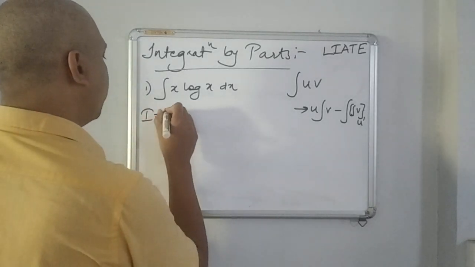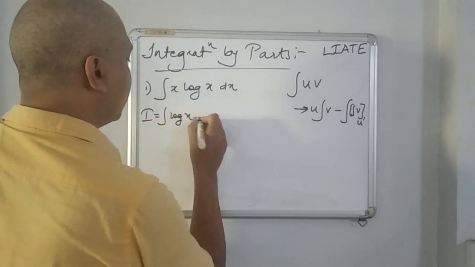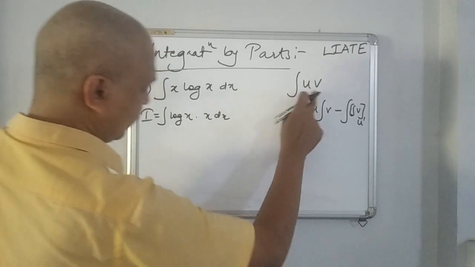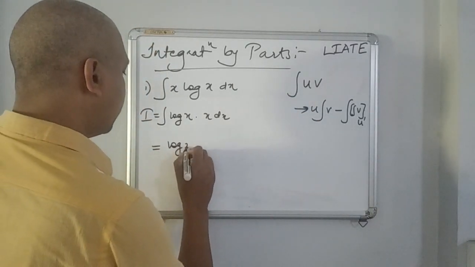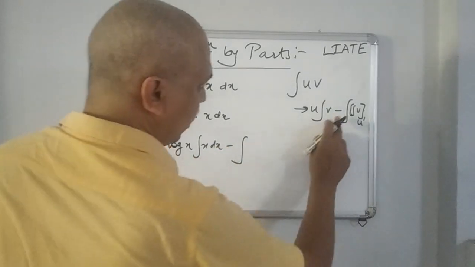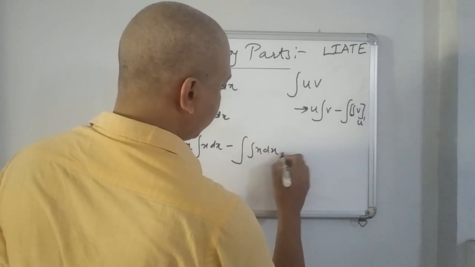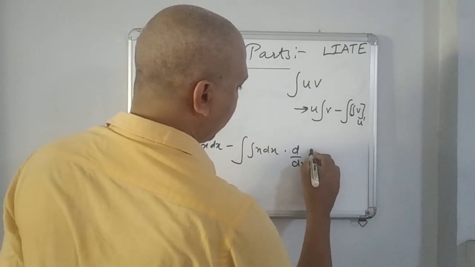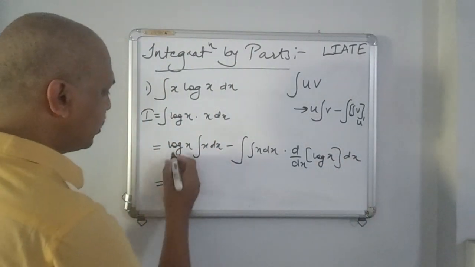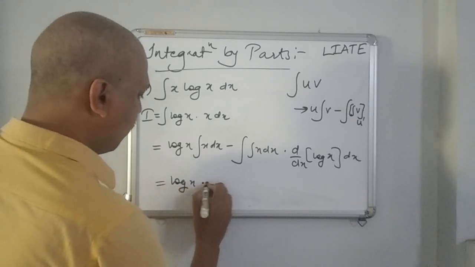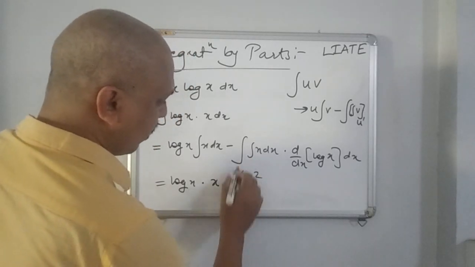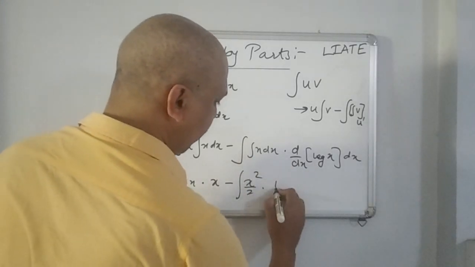So I is equal to integration of log x into x into dx. So this is u and this x is v. So this is equal to log x integration of x dx minus integration of integration x dx multiplied by derivative of log x into dx. So I get this is equal to log x multiplied by x minus x square by 2, integration x is x square by 2, this integration as it is, into derivative of log x is 1 by x.